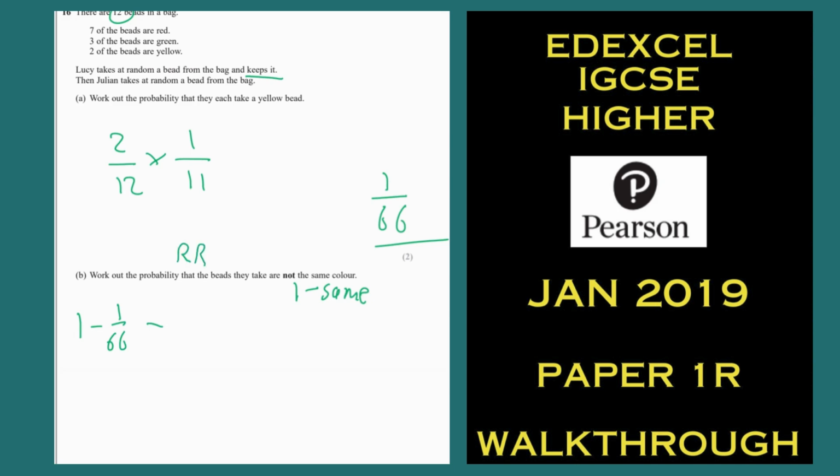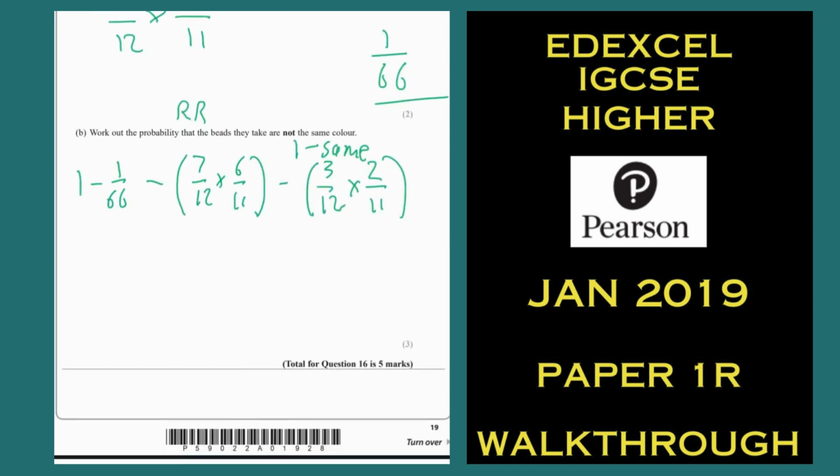red, red. So the probability of red, red, 7/12, 6/11, and then minus green, green, that's 3/12 multiplied by 2/11. That's when you get handy on your calculator, stick it all in, and I get 41 over 66 for the 3 marks.